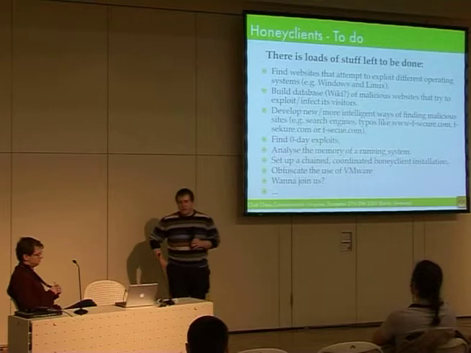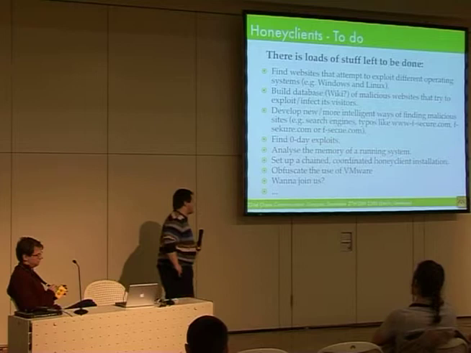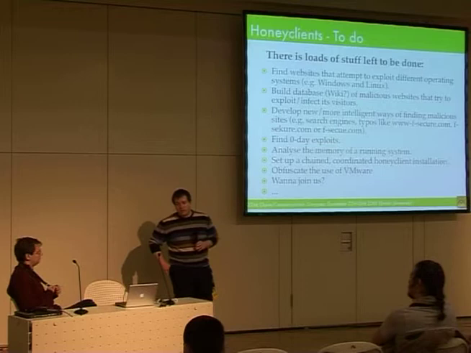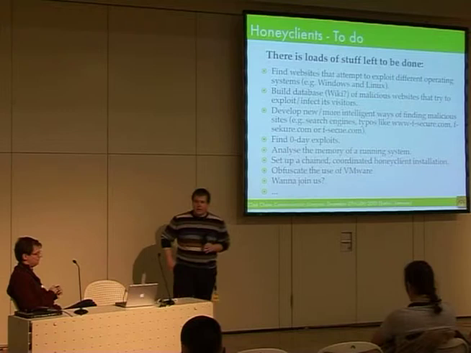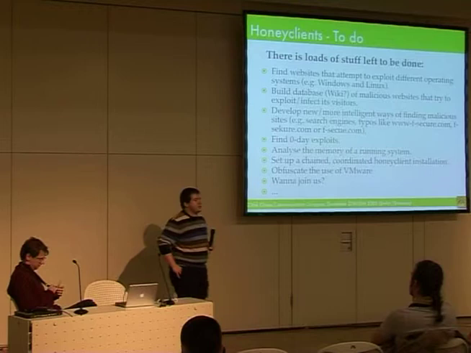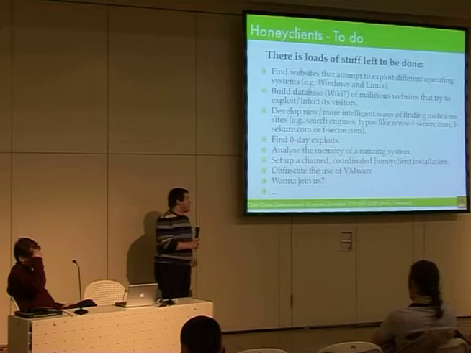Okay, the next thing we need is more intelligent and clever ways to find malicious websites. Currently it's a little bit of guesswork and a lot of Googling, and it's not very effective really, because what we did is we Googled for websites that contained typos, like F-secure with a K instead of a C, for instance. Those things are very dumb and not very intelligent. So we have to find ways.